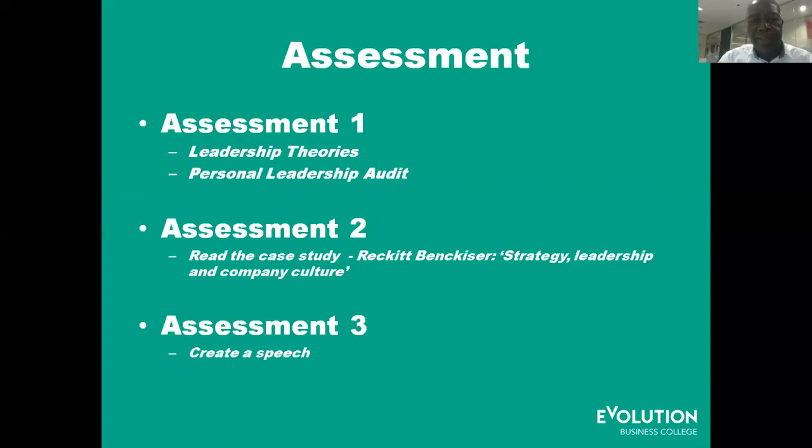Okay, in the assessment overview, what do we have to do in our assessment? Assessment 1 has leadership theories and leadership audits, the personal leadership audit. So what are we going to talk about? Leadership theories. There are different theories about leadership, and in this assessment there are specific theories that they want you to understand and refer to, and always read the question. When it says give us this, give them what they're looking for. Don't give them what you want, give them what they want.